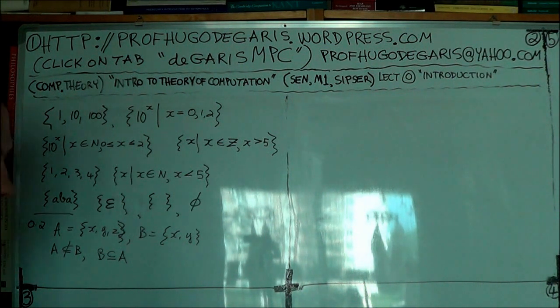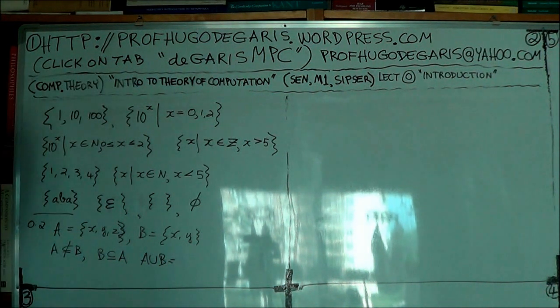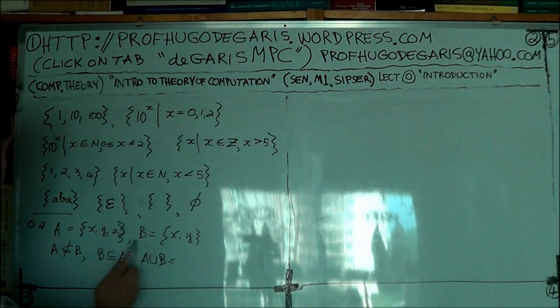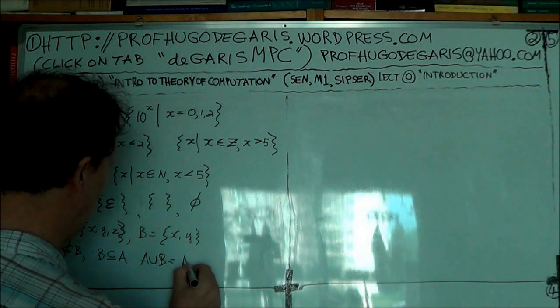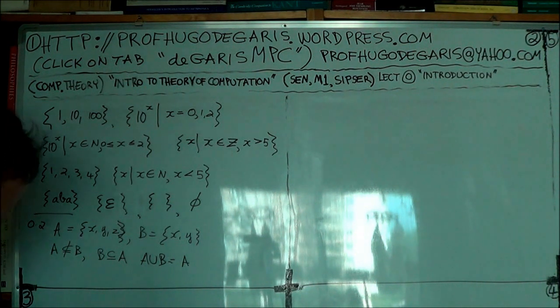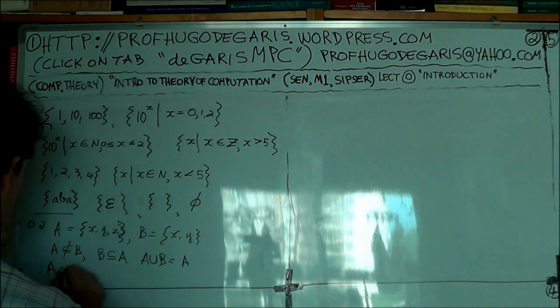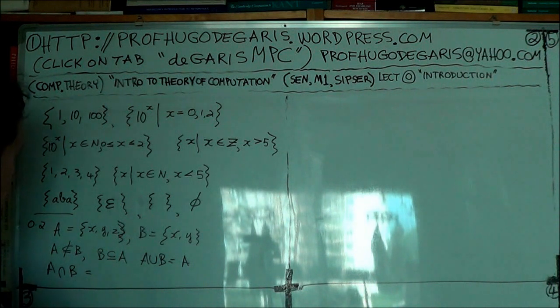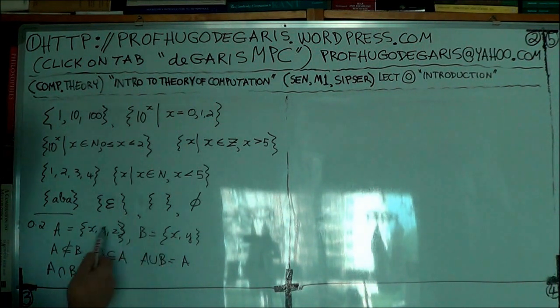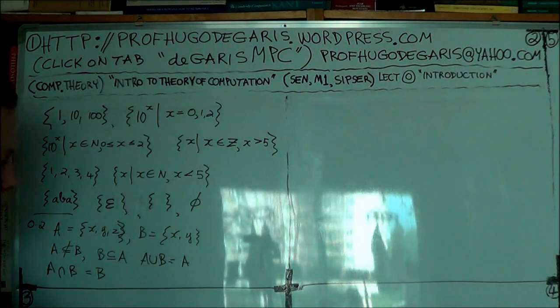Okay, what is A union B? Now remember, union is just, you put the two sets together. Well, it's just A, in fact. Can you see that? Because B is a subset of A, the union is just A. What is A intersection B? Well, that's the set of elements that are in both. Well, it's just X, Y. Well, that's B.